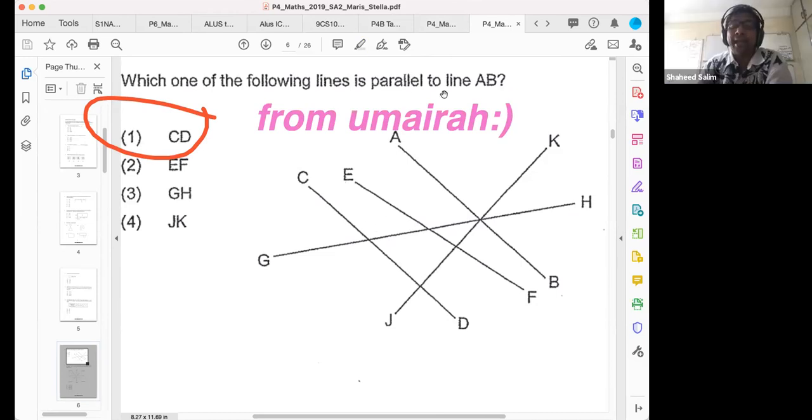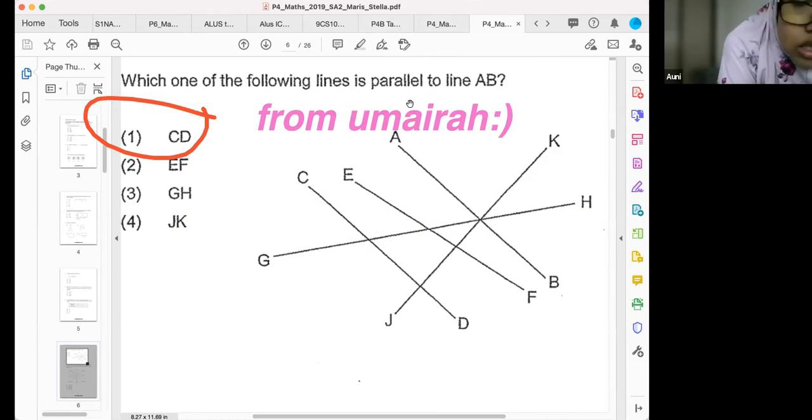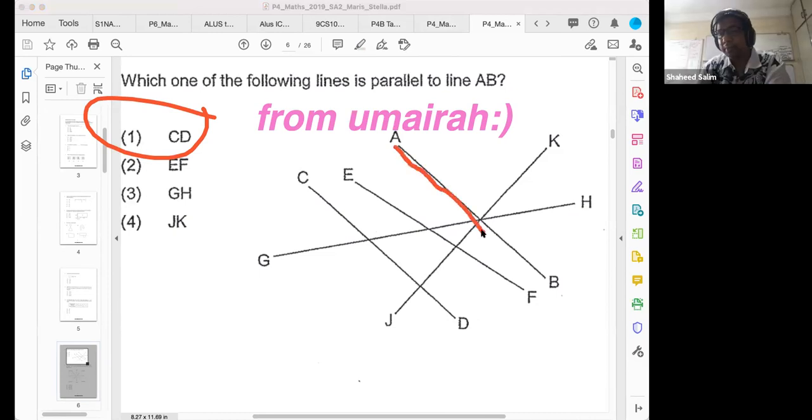Okay, first of all, where's AB? AB is here. So this one, you're correct, Umaira. It doesn't meet. Can you see it's parallel like that? GH cuts this line. Maybe you are thinking about perpendicular.